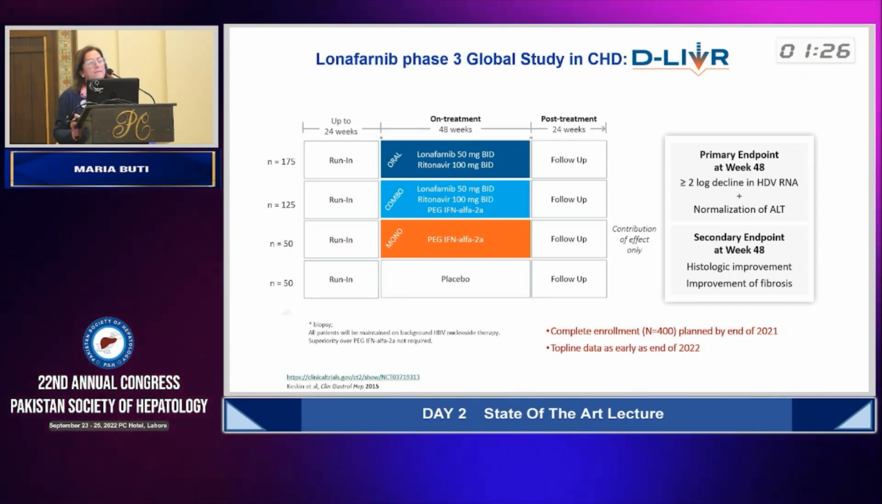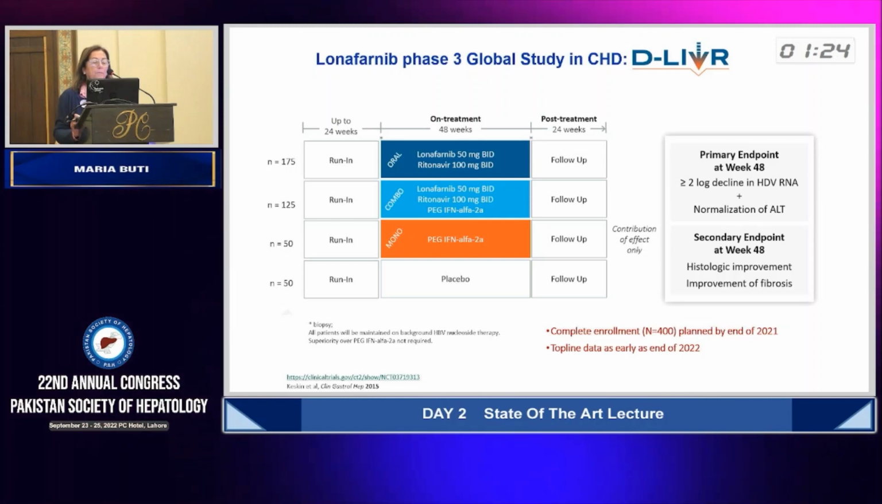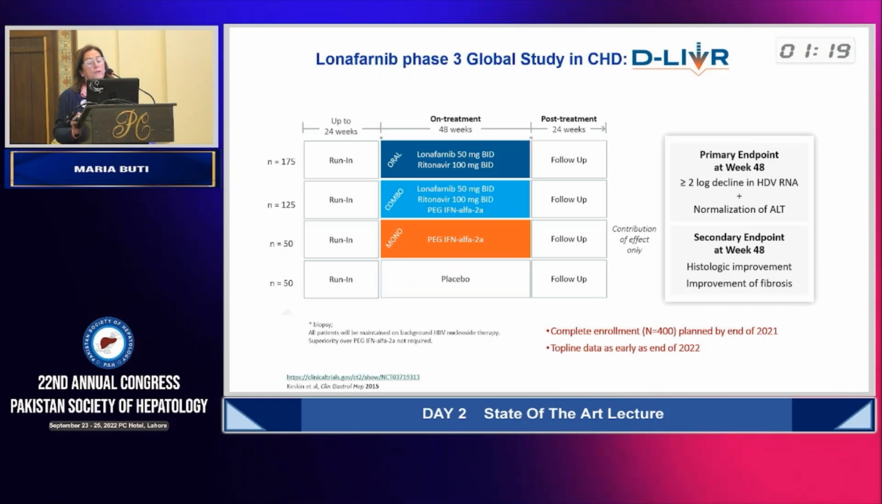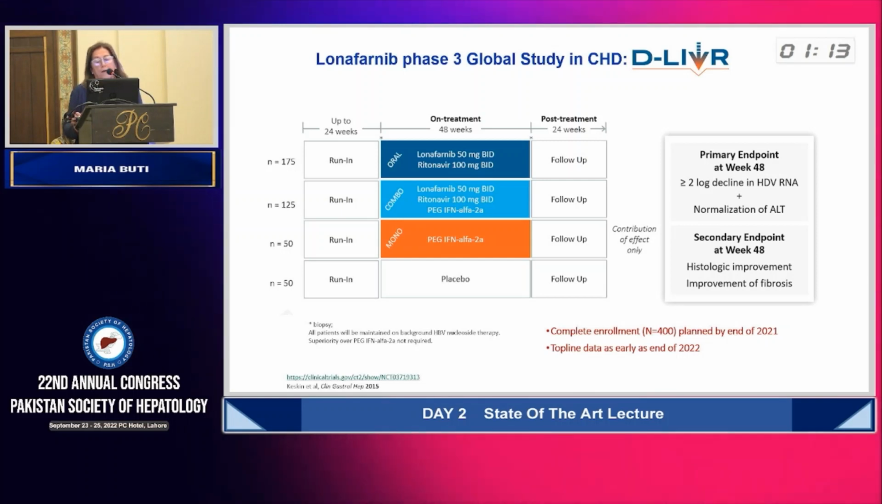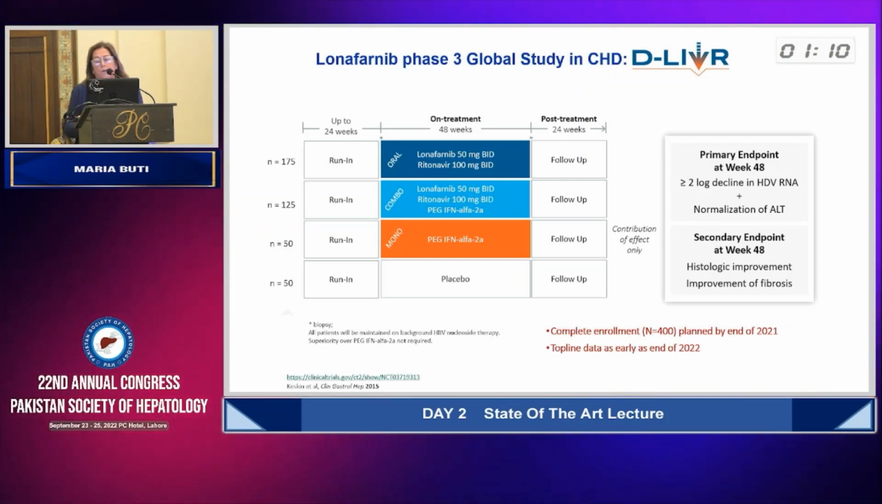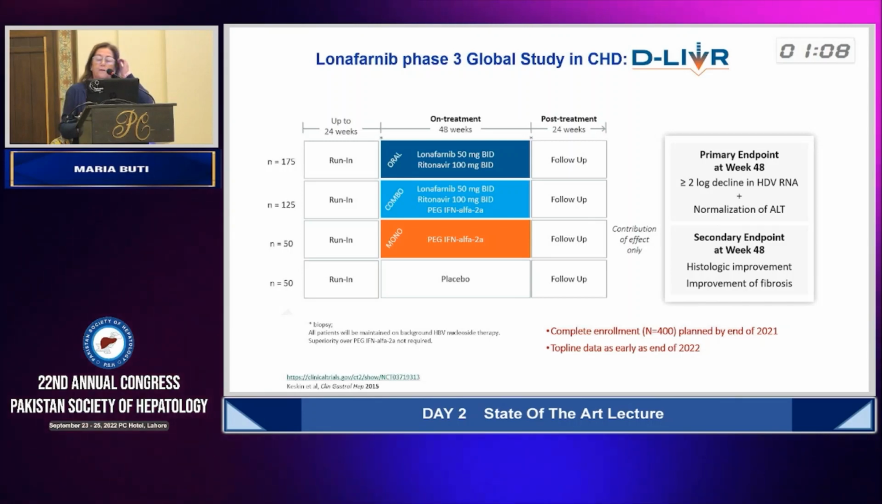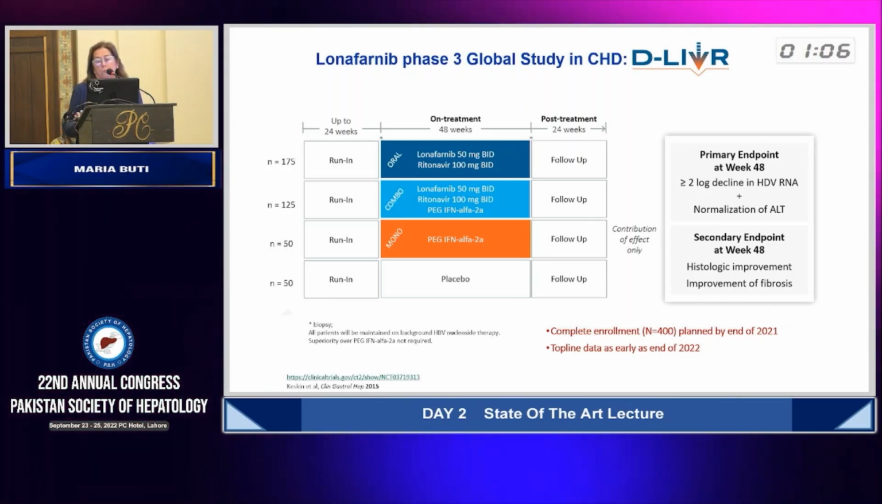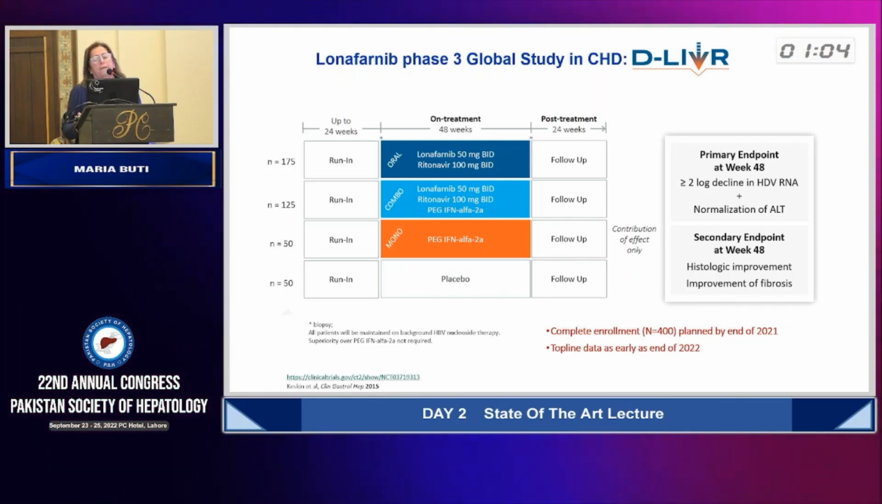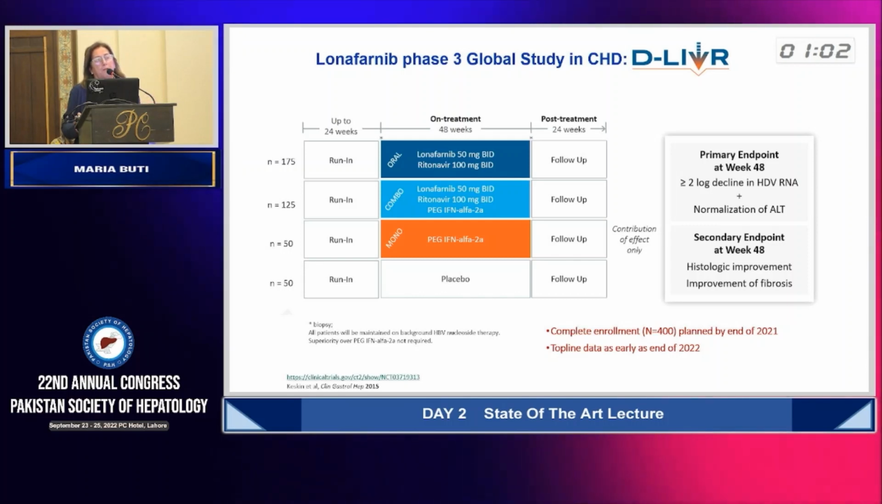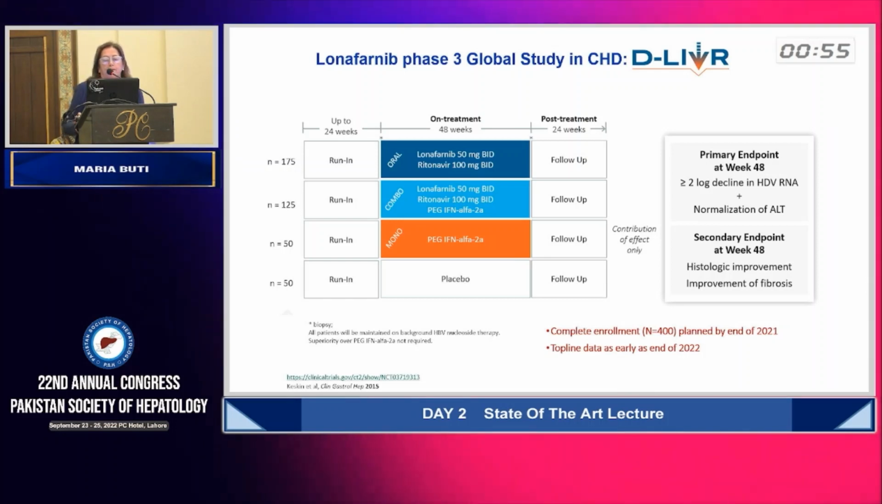Patients will receive this drug in monotherapy, lonafarnib with ritonavir, and another arm in combination with PEG interferon, and there is a control arm with placebo. The study has enrolled all patients, and we expect final results at the end of this year, and probably this drug will also get approval from the FDA and the European Agency.